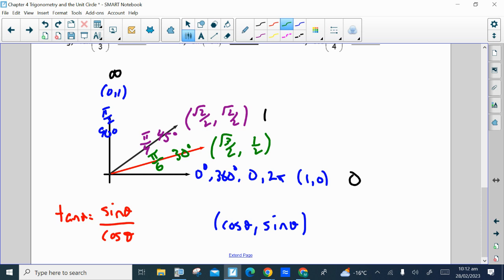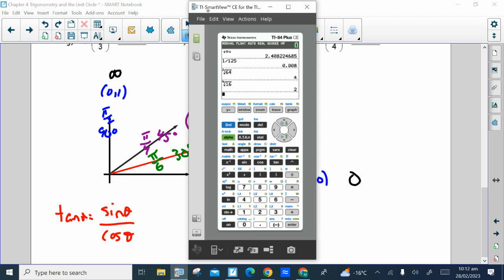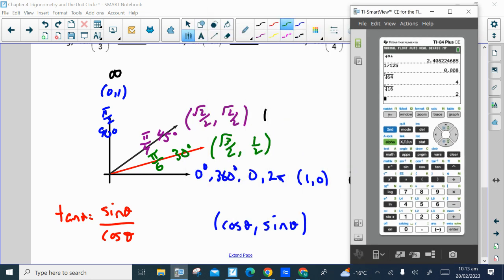So again, what this is used for is your calculator will give you the values, but it'll give you the values as a decimal, not an exact value. If you want the exact values, you must use the unit circle or those special triangles. But we use the special triangles to create the unit circle.